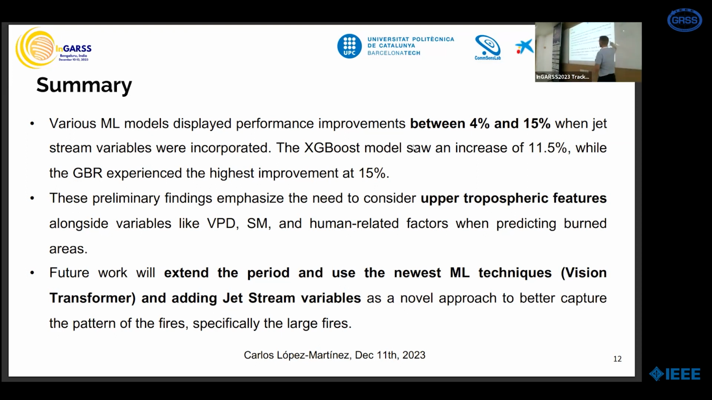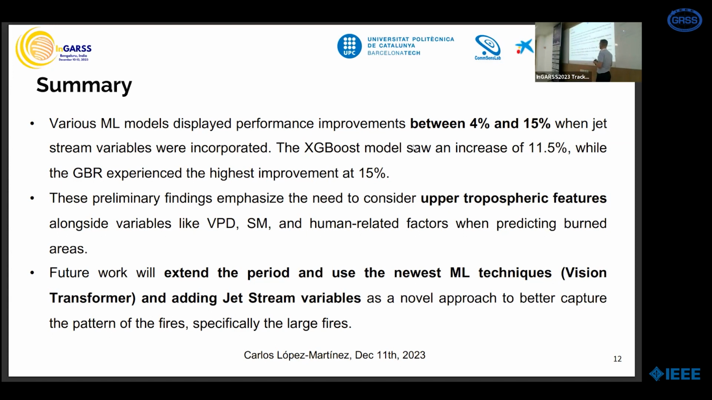So therefore, it is important to consider these variables, because at the end, what the physical effect that produces the temperature to rise, the problems with the vapor pressure deficit, is indeed the jet stream. For the future work, we want to use new machine learning techniques, which are a bit more accurate. So we want to use vision transformers.